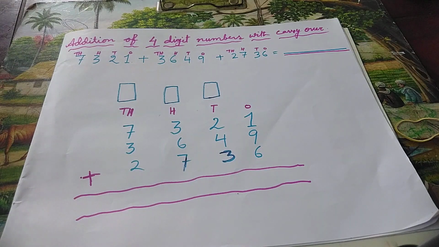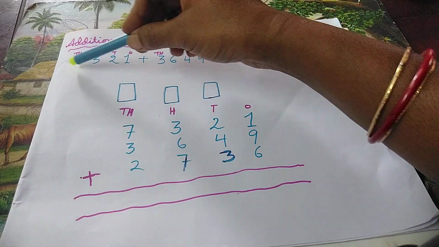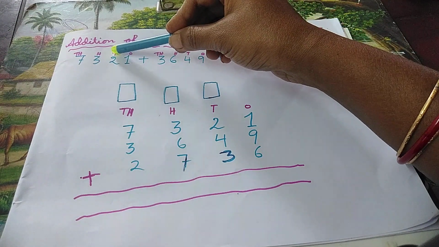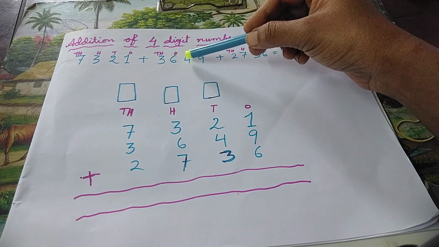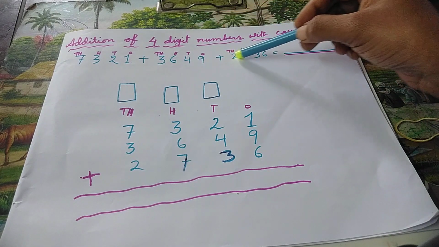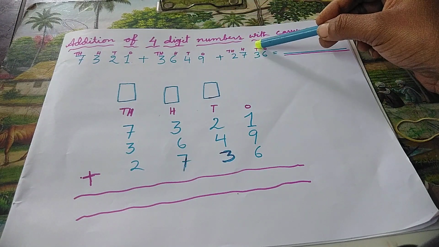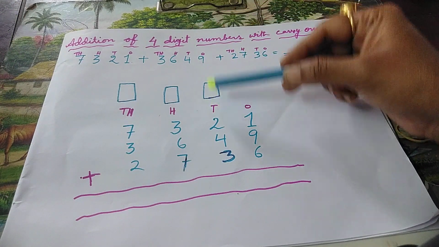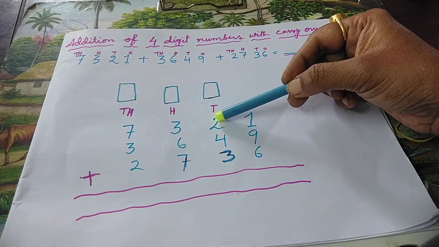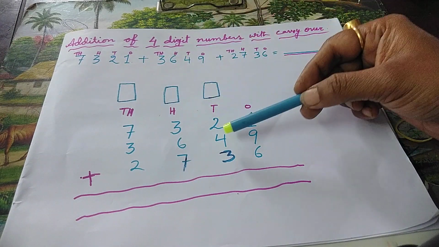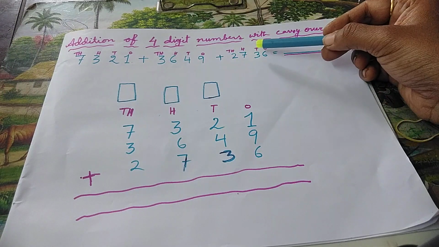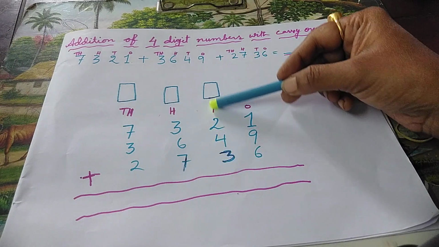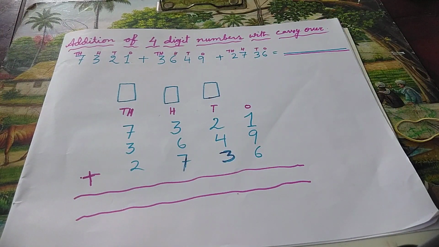Okay. Then go to the tens place. In this number, 2 belongs to tens place. In this number, 4 belongs to tens place. In this number, 3 belongs to tens place. So in tens column, first write 2. Under 2, write 4. And under 4, write 3. Maintain this column, children. Okay.